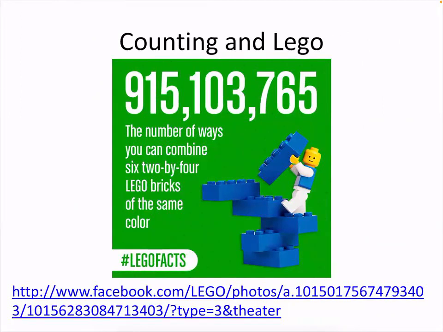So the number of ways you can combine 6 2x4 Lego bricks of the same color, so ordering doesn't matter, is 915,103,765. Now you have to be careful by what you mean by combining. So here you have to snap a brick on cleanly. You are not allowed to have it pivoting at an angle, because as soon as you have it pivoting at an angle, you actually have infinitely many ways to do it. So every connection must be at a right angle or parallel, one or the other.